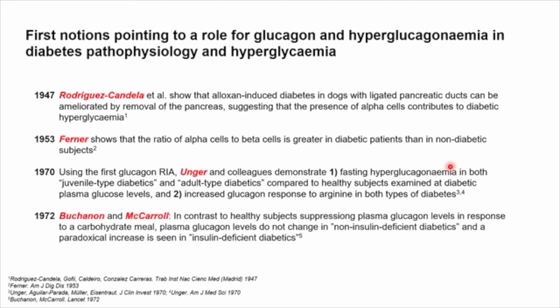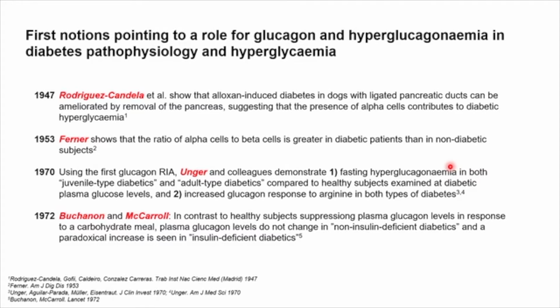Then shortly after that, these people from Belfast, Buchanan and McCarroll, showed that giving a carbohydrate-rich meal to patients with non-insulin-deficient diabetes, that's type 2 diabetes, and insulin-deficient diabetes resulted in the type 2 diabetes patients having a lack of suppression of glucagon, whereas the insulin-deficient or type 1 patients actually responded with a paradoxical increase in glucagon, also suggesting that glucagon may be involved in the pathophysiology of these forms of diabetes.